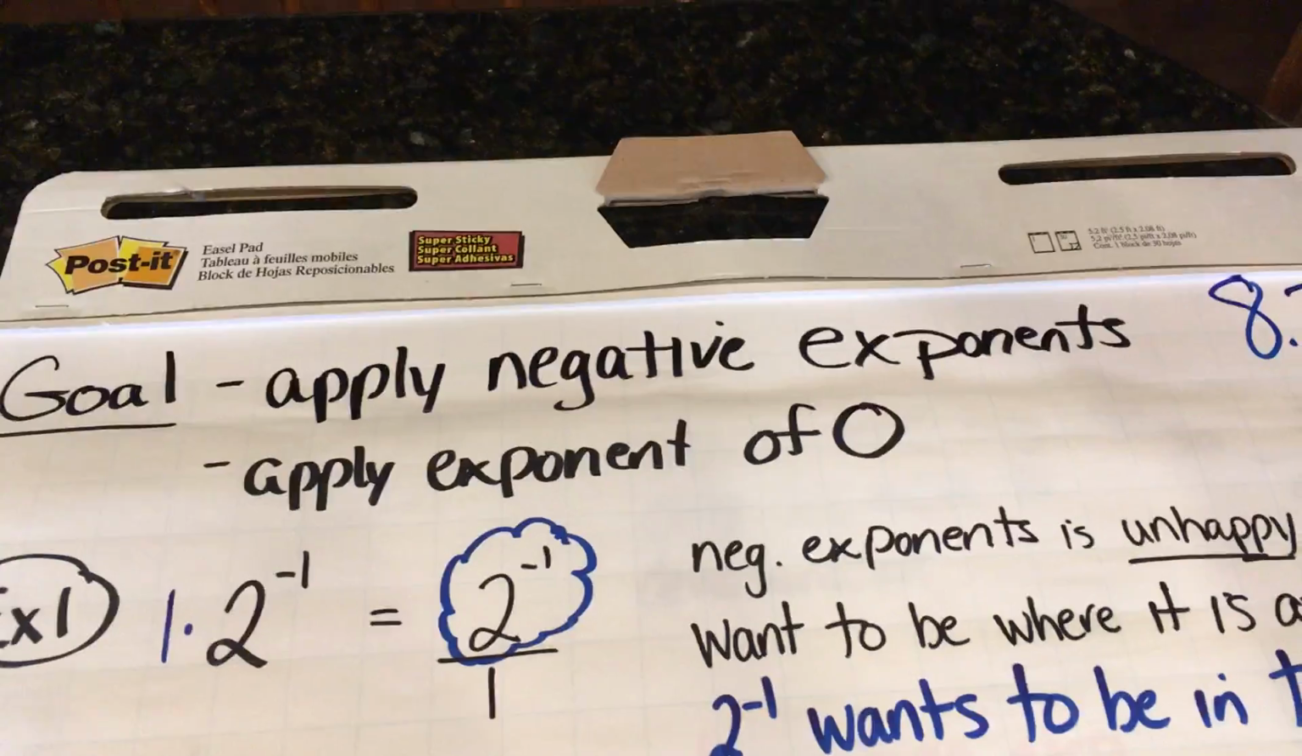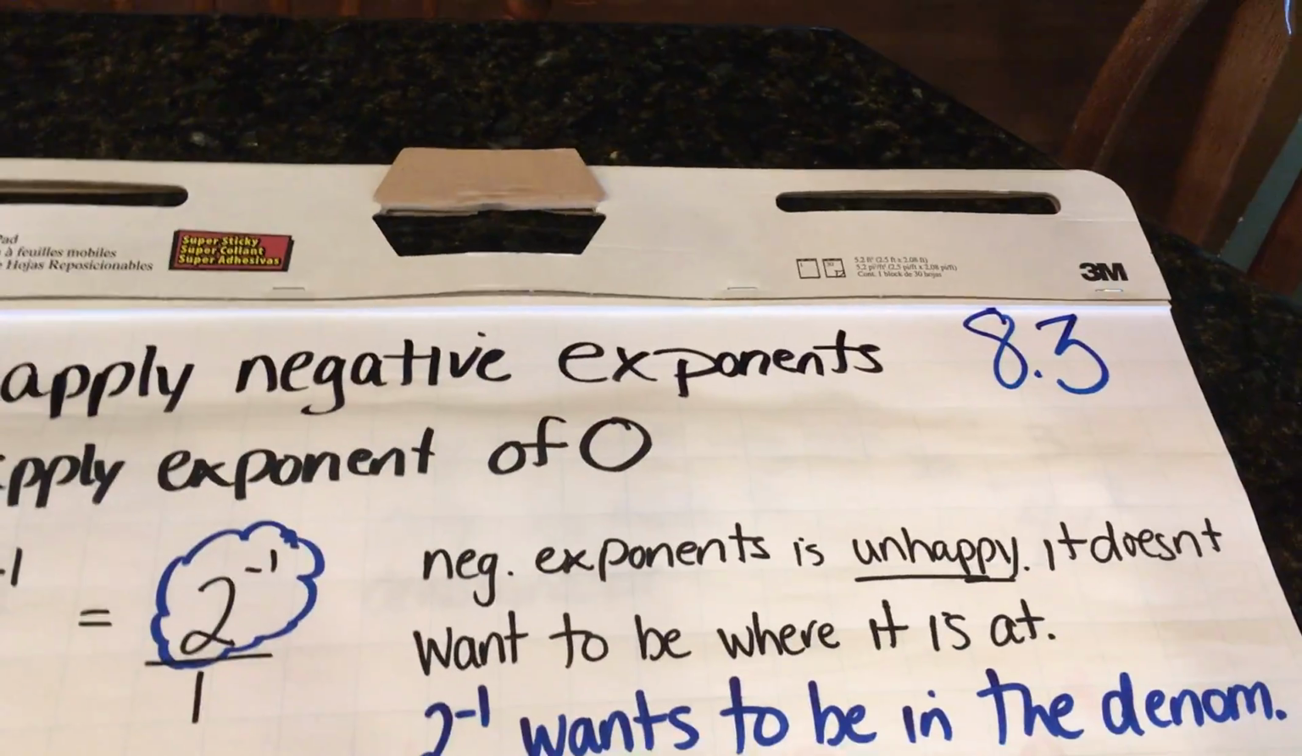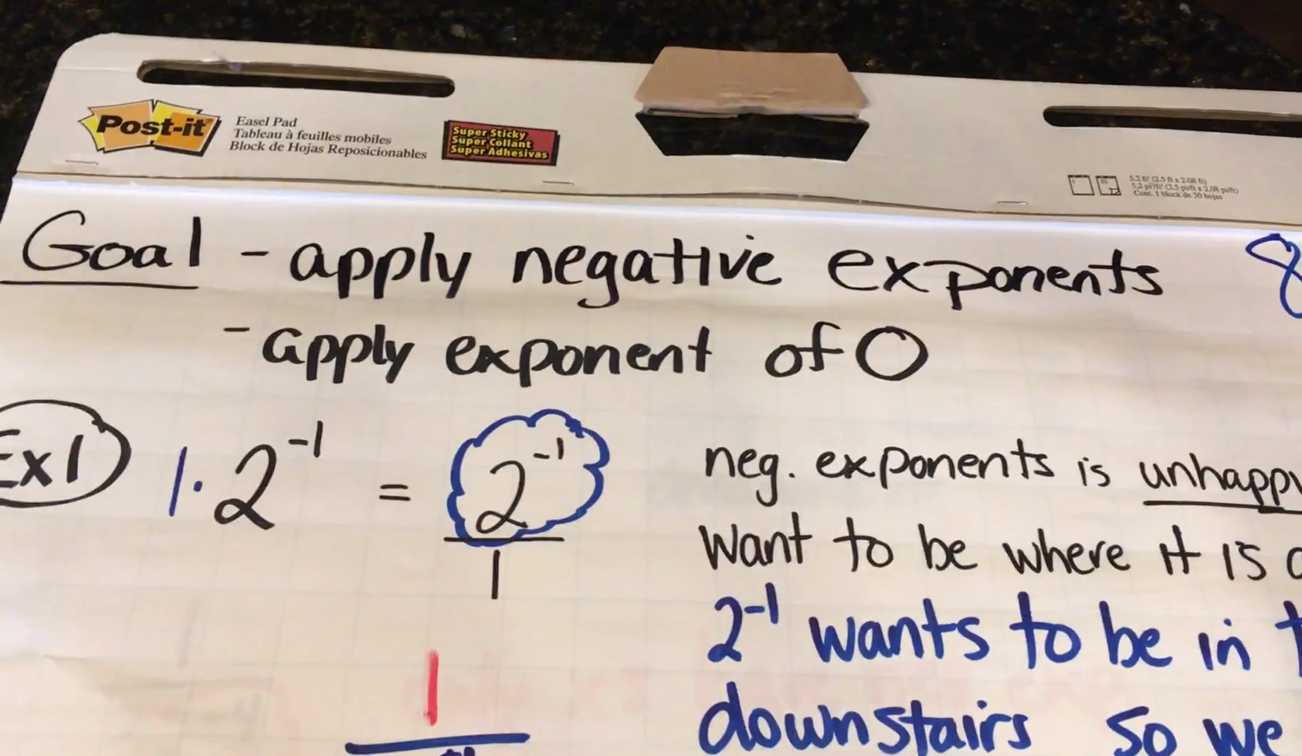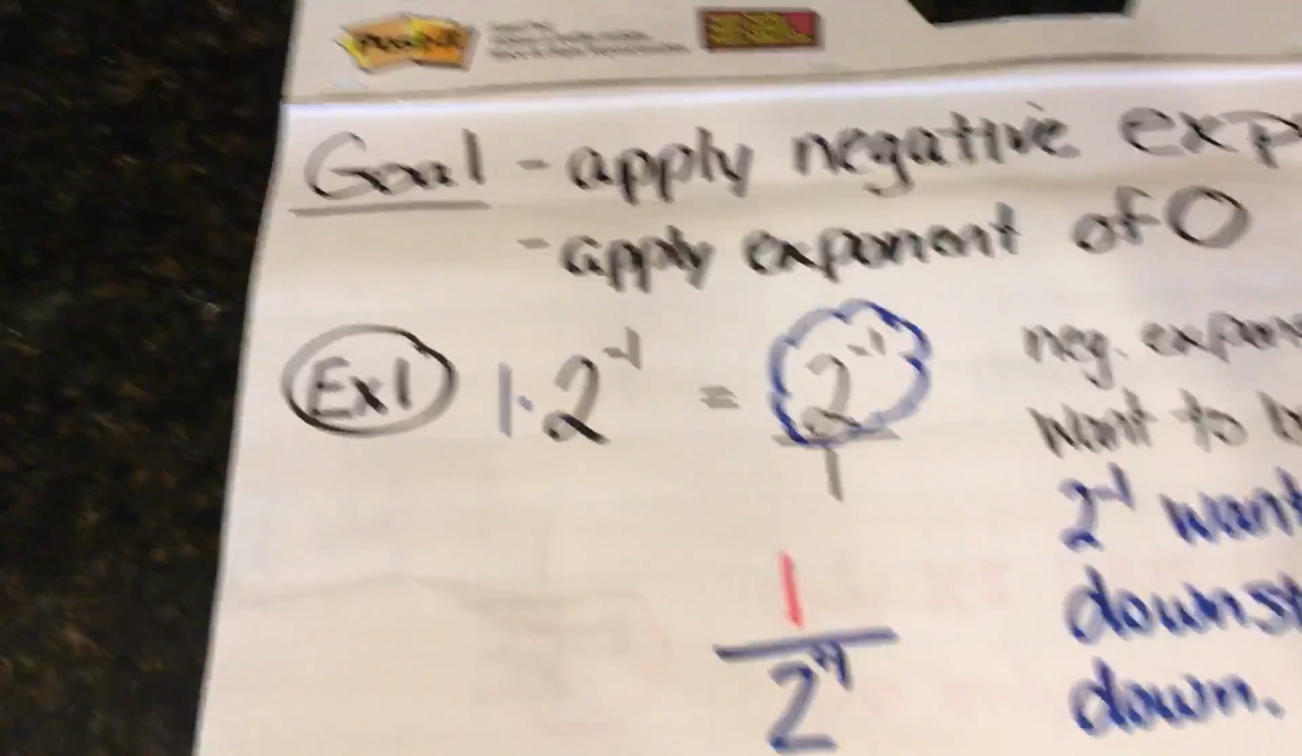Our goal today is we are going to be applying negative exponents. This is section 8.3 in the book. We're also going to be applying the exponent of 0. So when you have negative exponents, here's our problem.